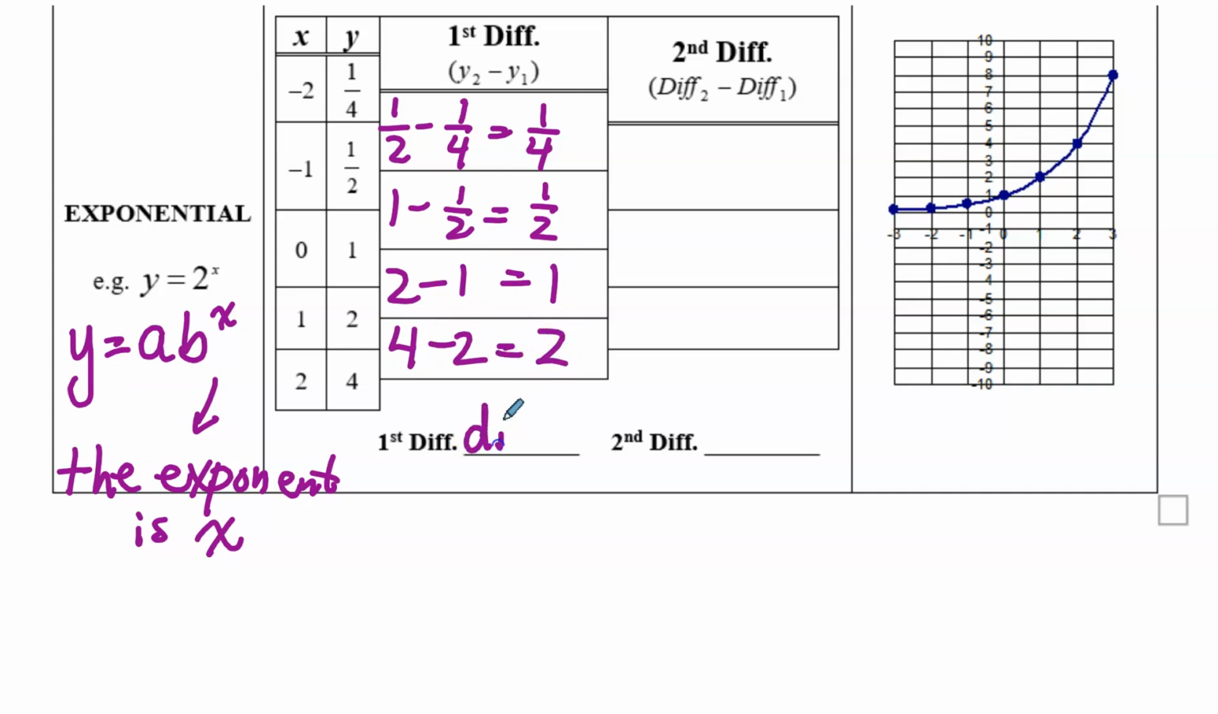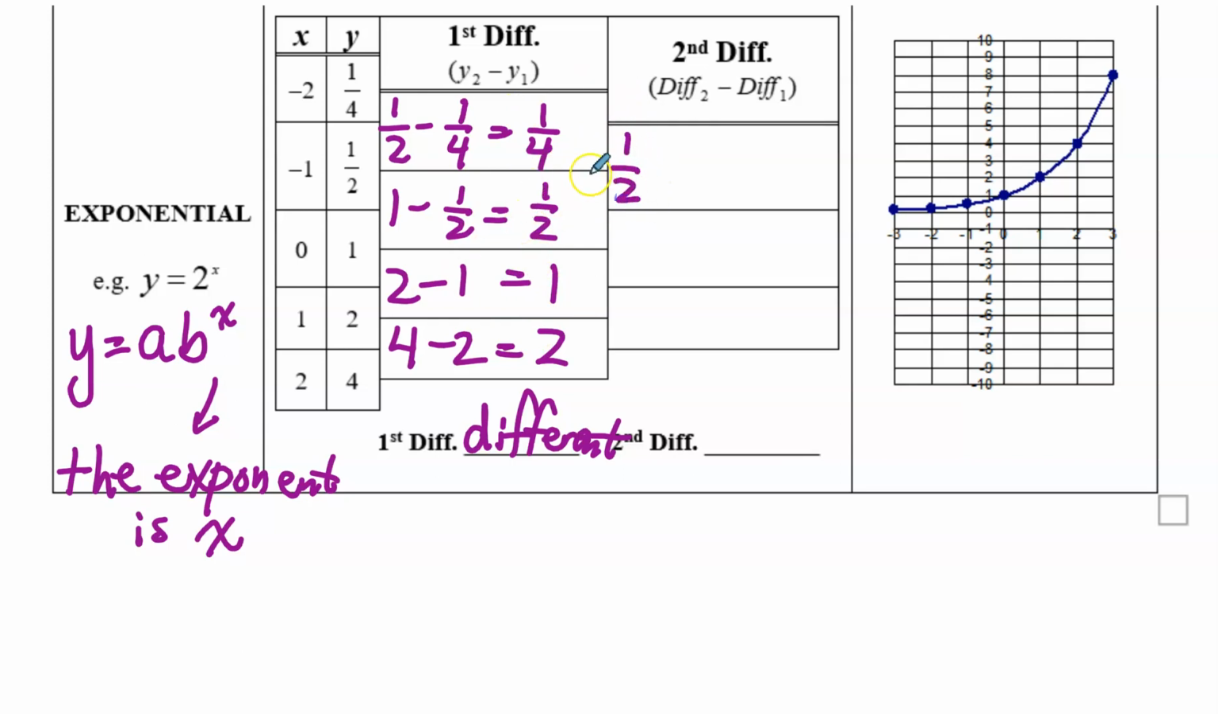So the first differences are different. They are not the same. So we're going to keep going and look into the second differences. This should always be your path. You start with first differences, see if those are the same, because if they are, you know it's linear right away. But if they're not, we're going to go on to the second differences.